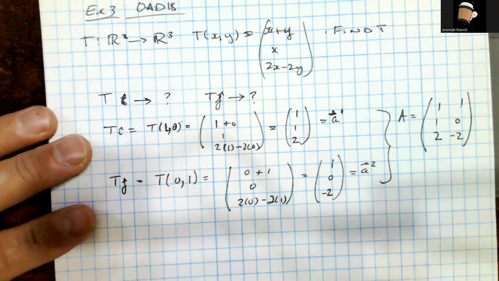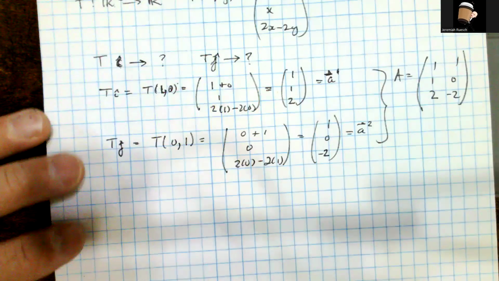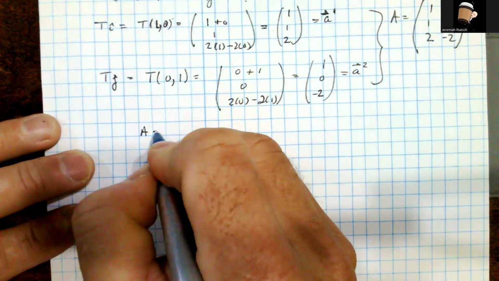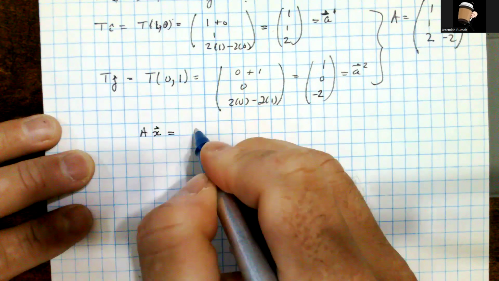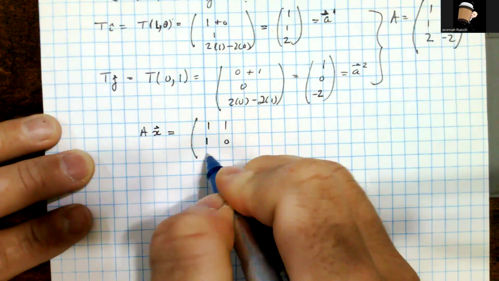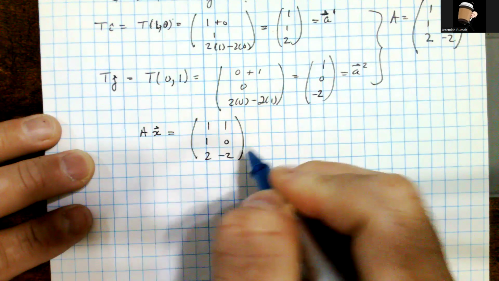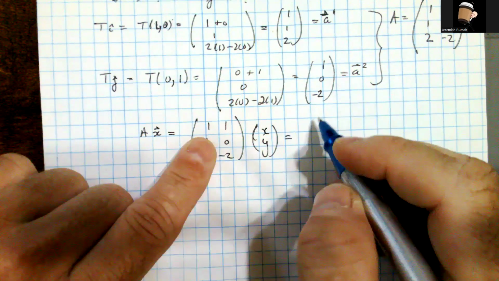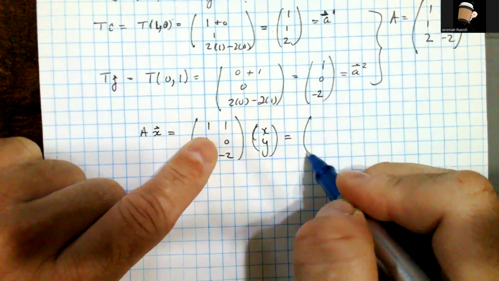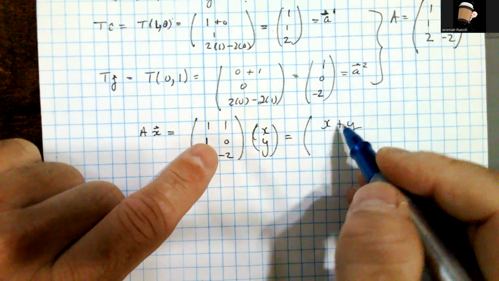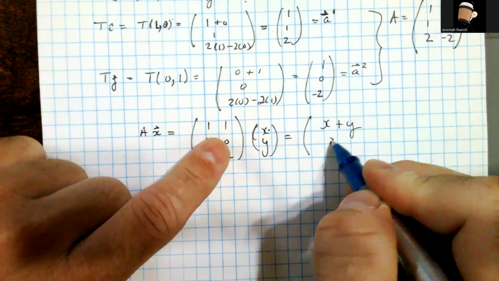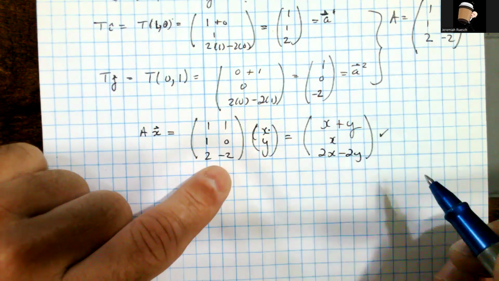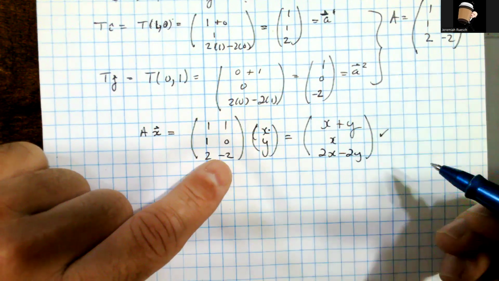Okay. And let's just verify that, in fact, that is the case. So let's take our transformation matrix A, and we're going to multiply it by a vector x. So what do we have? We have 1, 1, 2, 1, 0, negative 2, and multiply that by vector (x, y). And if we do that, we get x plus y, we get x, and we get 2x minus 2y. And so that checks. That's exactly what the transformation was.